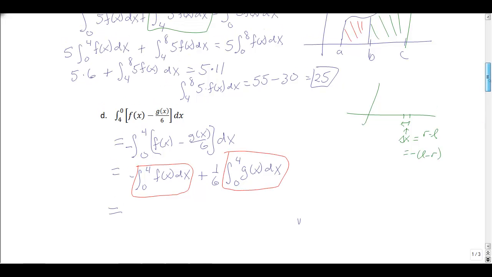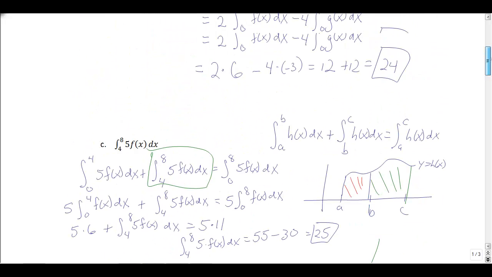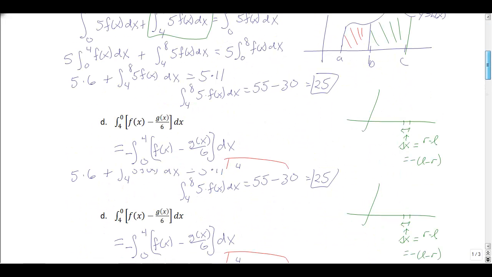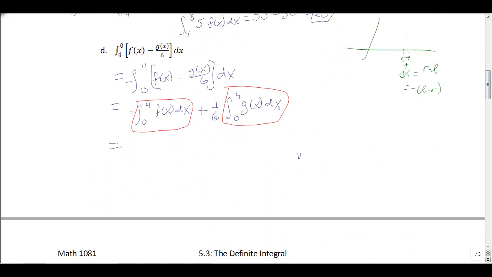So the integral from 0 to 4 of f and the integral from 0 to 4 of g. So 0 to 4 of f is 6. g gives me negative 3. So I get a negative 6 plus 1/6 times negative 3. That's negative 6 minus 3/6, which is a half. So that's going to be negative 12 halves minus 1/2. That's negative 13 halves.